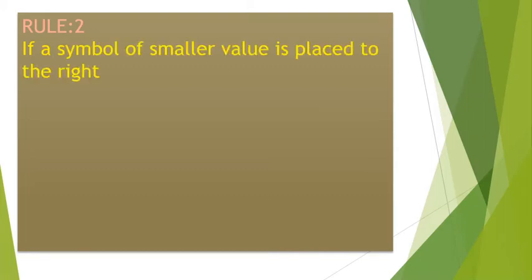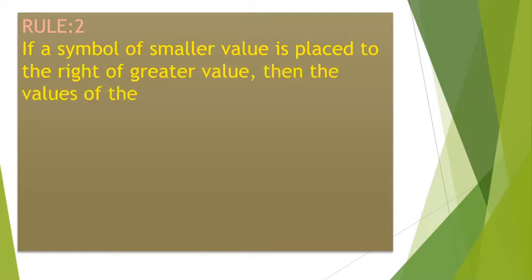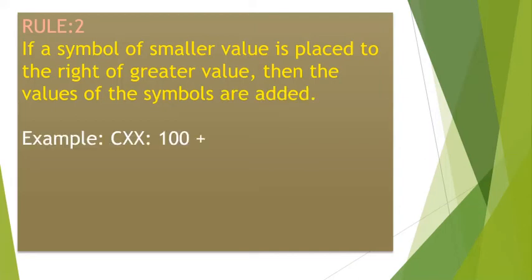Rule 2. If a symbol of smaller value is placed to the right of a greater value, then the values of the symbols are added. Example, CXX: 100 plus 10 plus 10 is 120. LX: 50 plus 10 is 60.